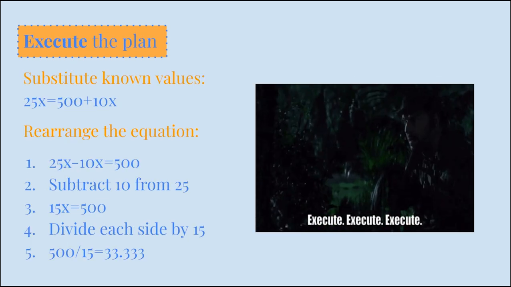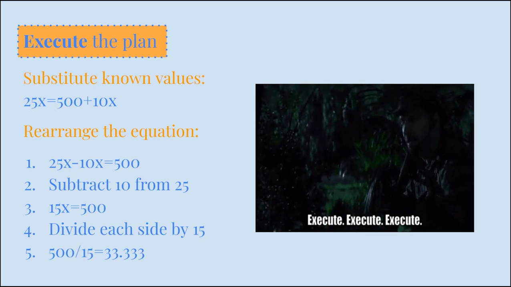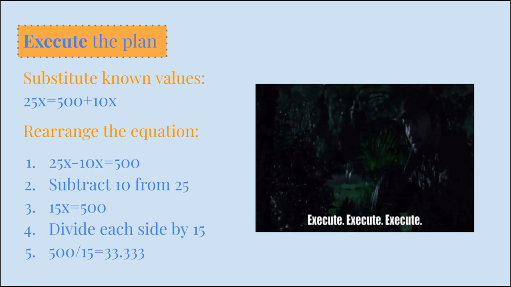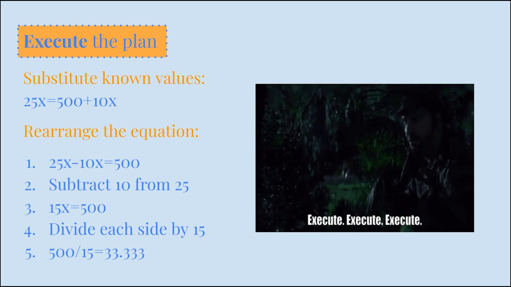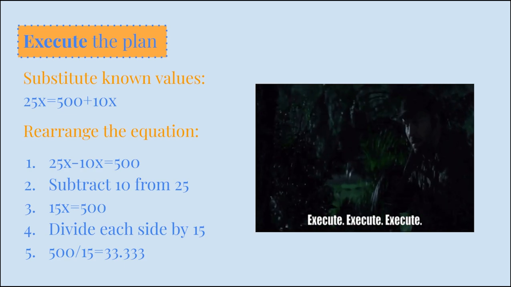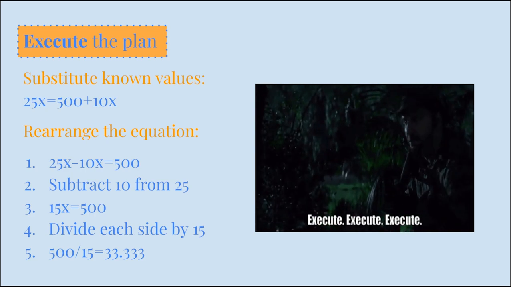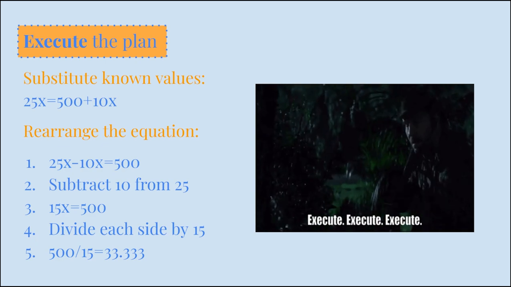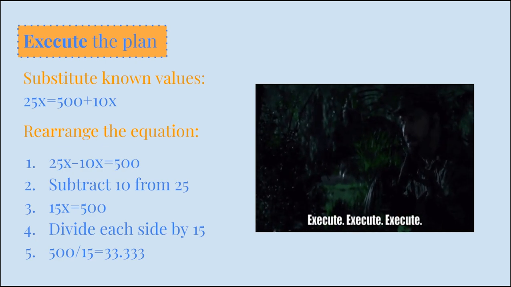The third step of Polya's four-step method is execute the plan. First, we need to substitute known values. 25x equals 500 plus 10x. We're going to rearrange the equation to 25x minus 10x, getting x's on the left side, equals 500. Subtract 10 from 25, giving us 15x equals 500.